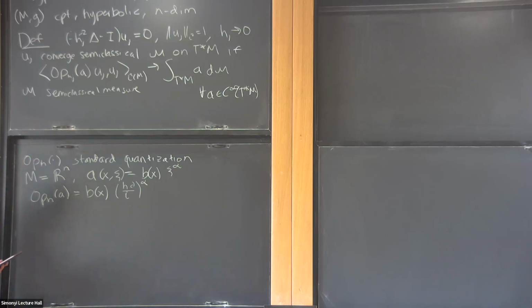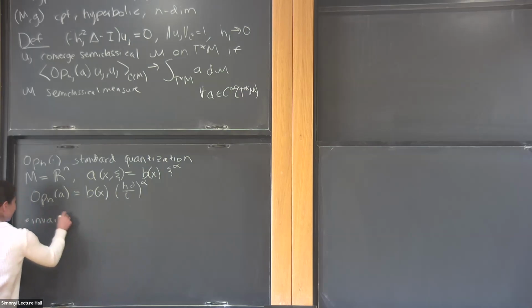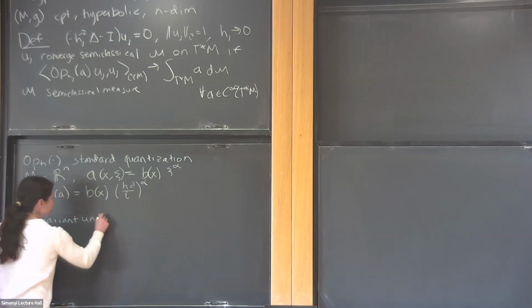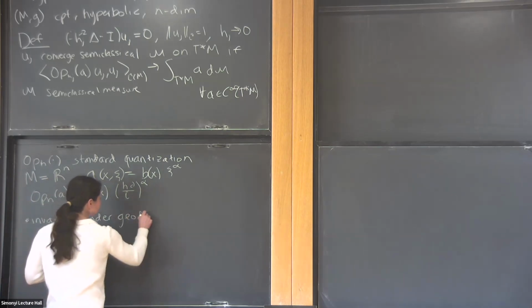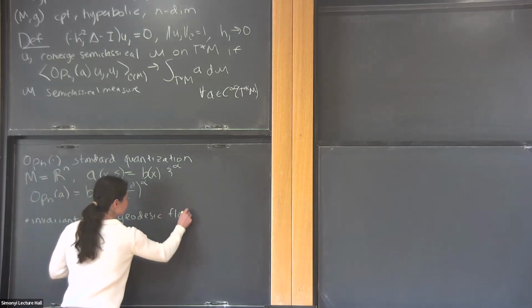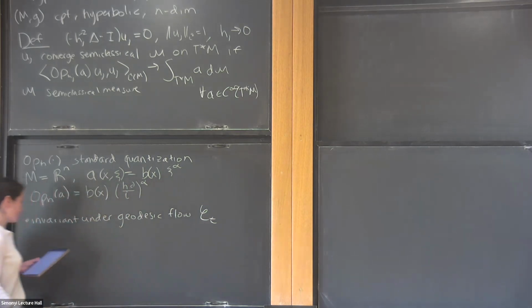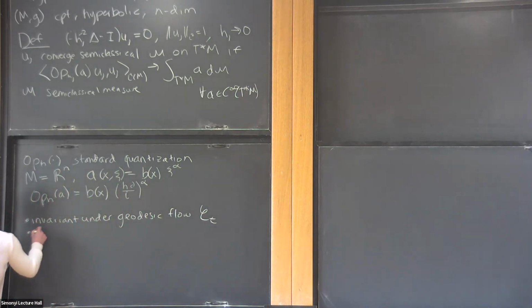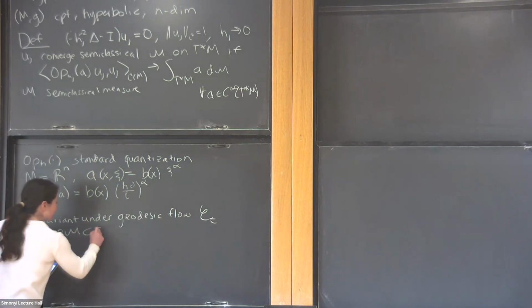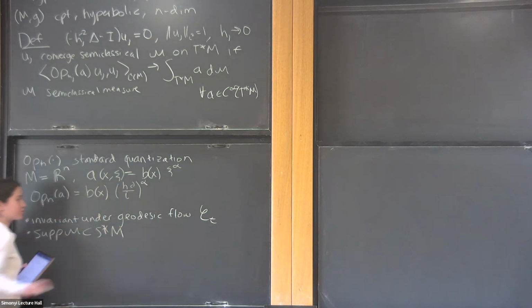Okay, so we have our semi-classical measure. Now I want to define some facts about the semi-classical measure that we'll just take for granted. The first one is that semi-classical measures are invariant under the geodesic flow, which I'll denote by phi t. The second one is that if mu is a semi-classical measure, the support of the semi-classical measure is contained in the cosphere bundle.